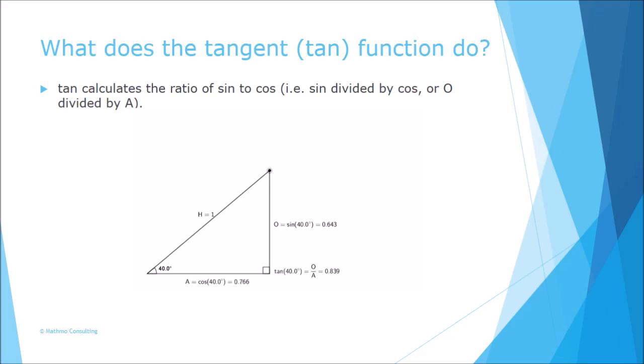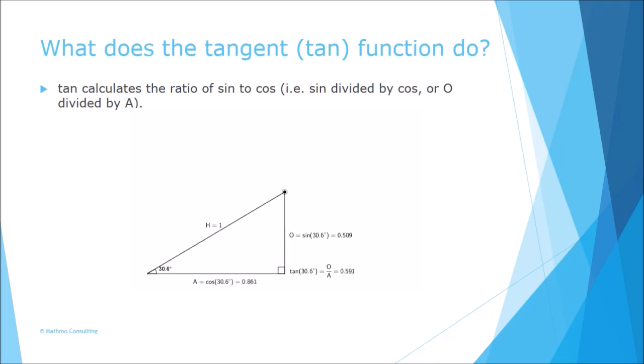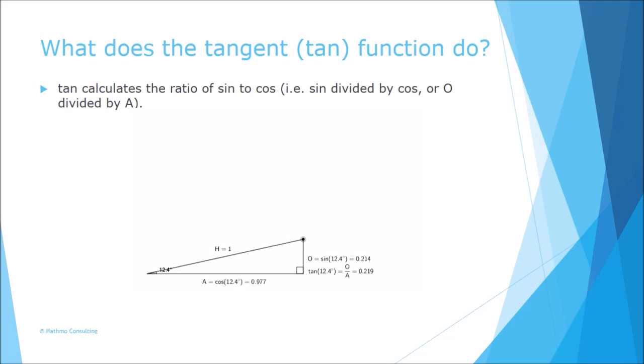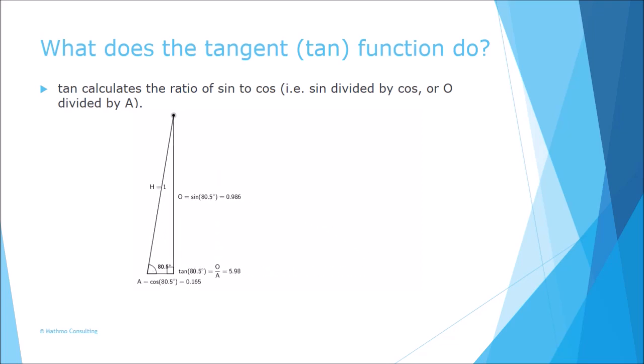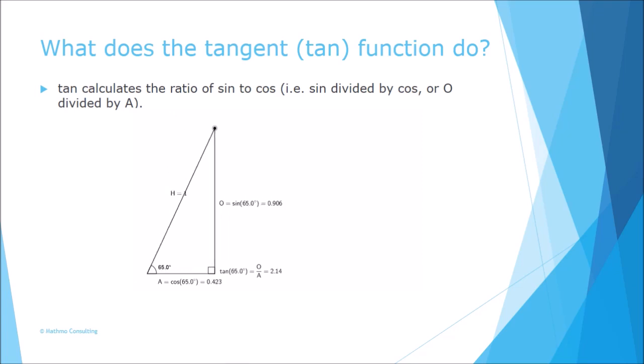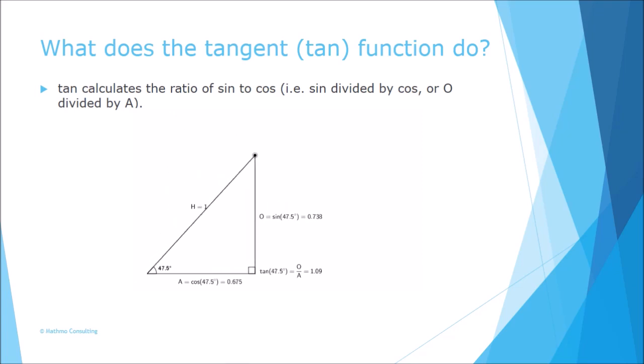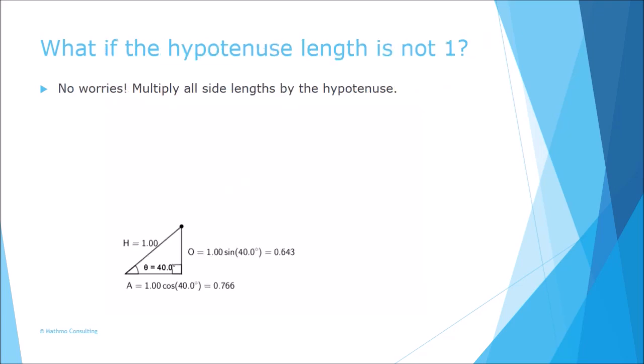So when the base angle is small, tan of the angle is also small, because the opposite side is a small proportion of the adjacent side. And when the base angle is large, the opposite side becomes many times bigger than the adjacent side, so tan of the angle can be very large indeed. And when the base angle is 45 degrees, the opposite and adjacent sides have exactly the same length. Notice how the triangle looks like half a square cut along its diagonal? And so the ratio is exactly 1.